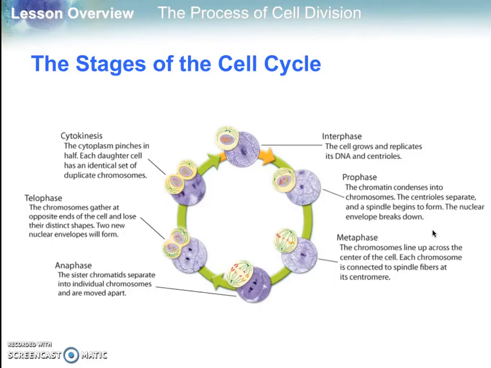And then our final stage after mitosis is cytokinesis. The cytoplasm pinches in half, or in plants it forms a cell plate, so that you have two identical daughter cells with a complete identical set of duplicated chromosomes.